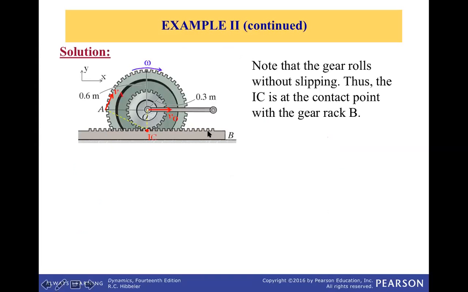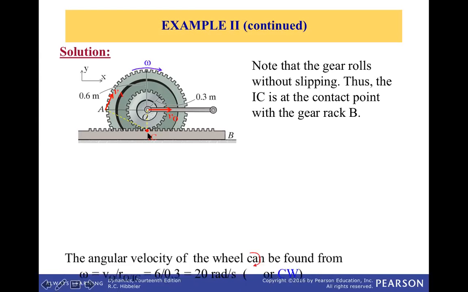Let me see if the next slide shows that, yes. So here will be your IC, because that's the point where at this instant the velocity is equal to 0. So the whole gear set is going to rotate with respect to this IC with the angular velocity of omega. Now we can determine omega easily by using this velocity VO divided by this length. Then we can use that omega to determine this velocity, but we have to figure out this distance R from A to IC. But it can be determined from the geometry as well.